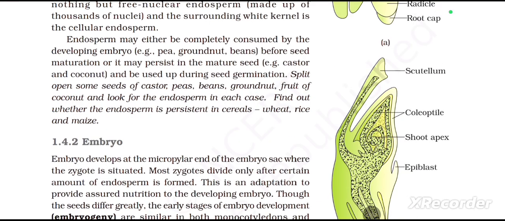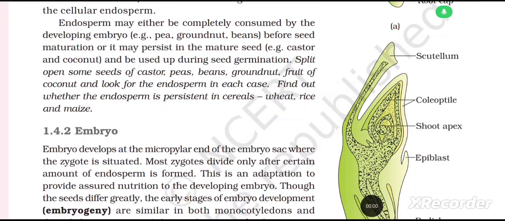Endosperm may either be completely consumed by the developing embryo, example pea, groundnut, beans, before seed maturation, or it may persist in the mature seed, example castor and coconut, and be used up during seed germination. Split open some seeds of castor, peas, beans, groundnut, fruit of coconut, and look for the endosperm in each case. Find out whether the endosperm is persistent in cereals: wheat, rice, and maize.